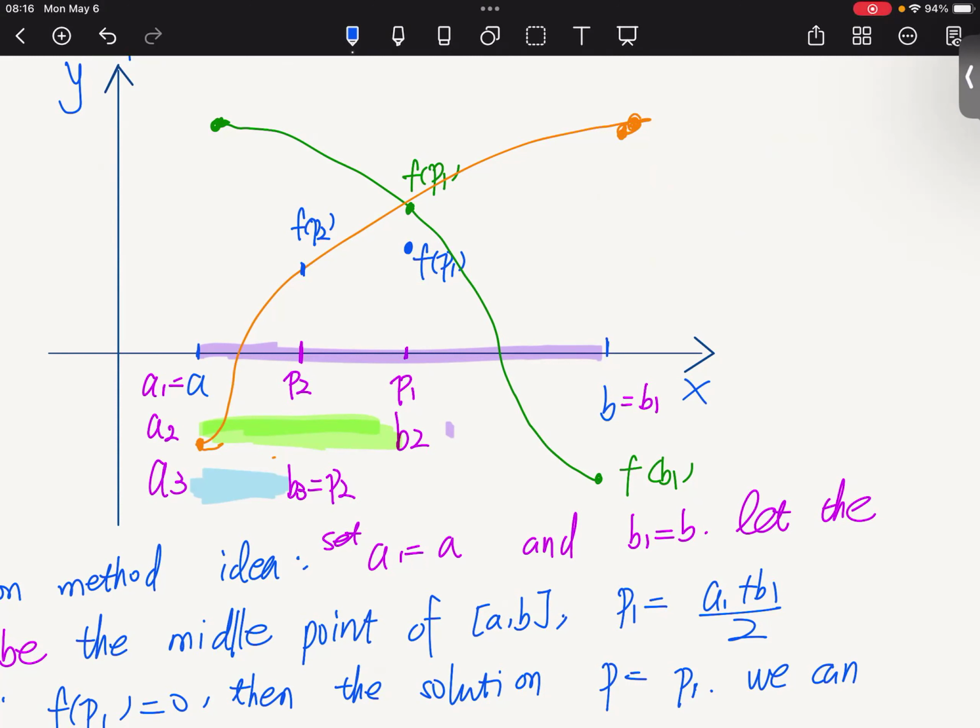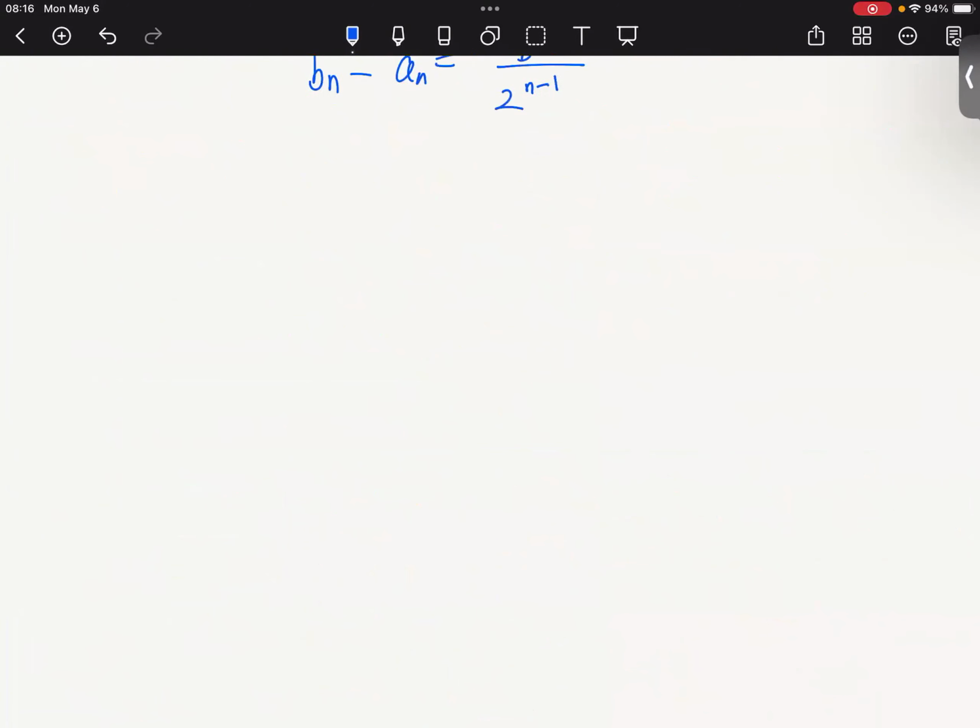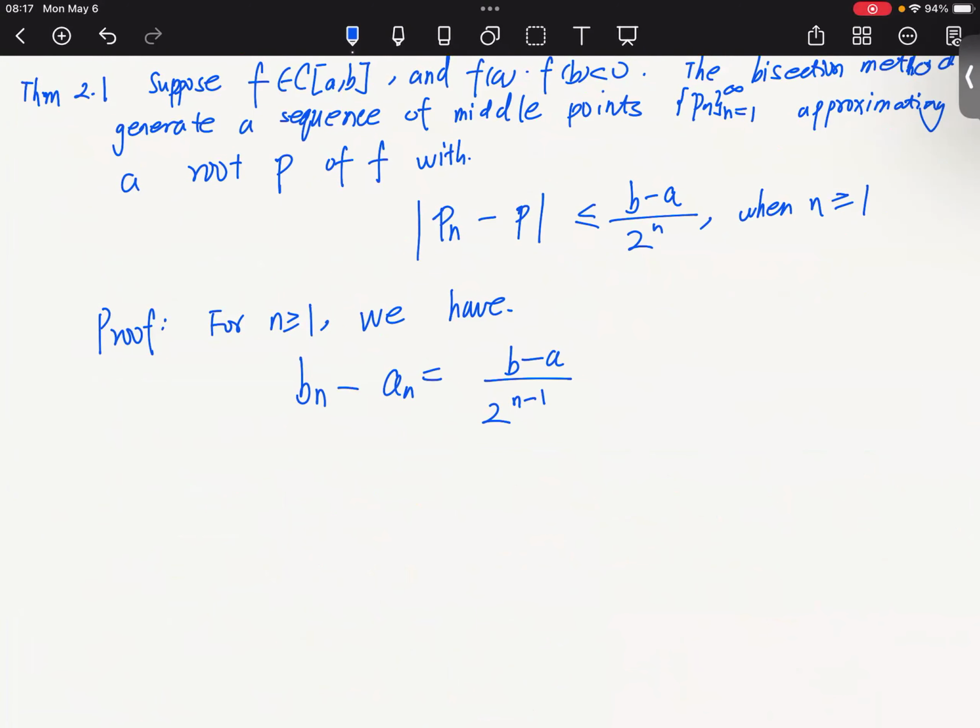And if you take a look at A3 and B3, B3 is the middle point of A2 and B2. So the length of A3 and B3 is just half the length of that interval. So once again, for n equals 3, we have (b minus a) divided by 2 squared. So we can conclude that for this proof, for each n bigger than or equal to 1, we have b_n minus a_n equals (b minus a) divided by 2^(n-1).